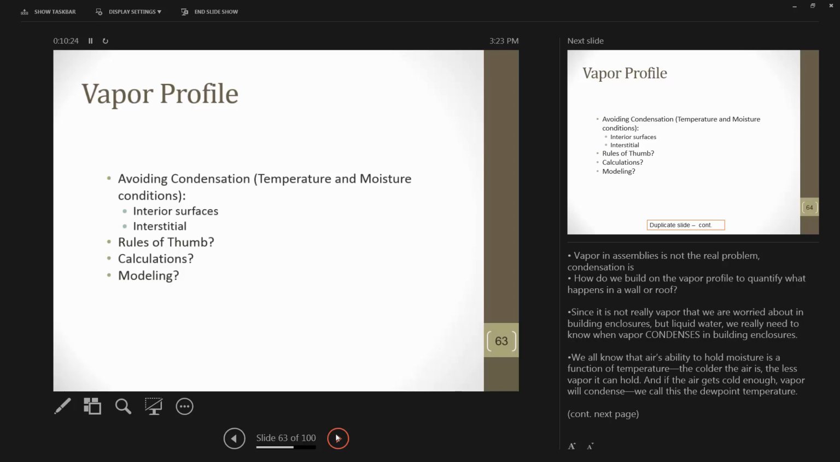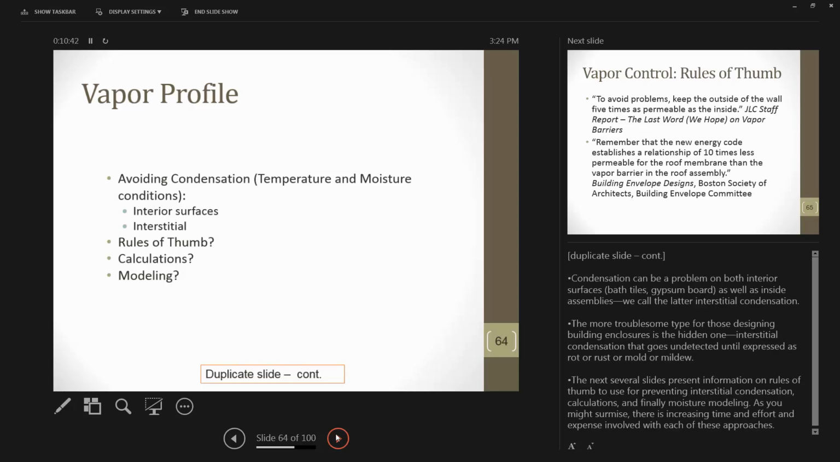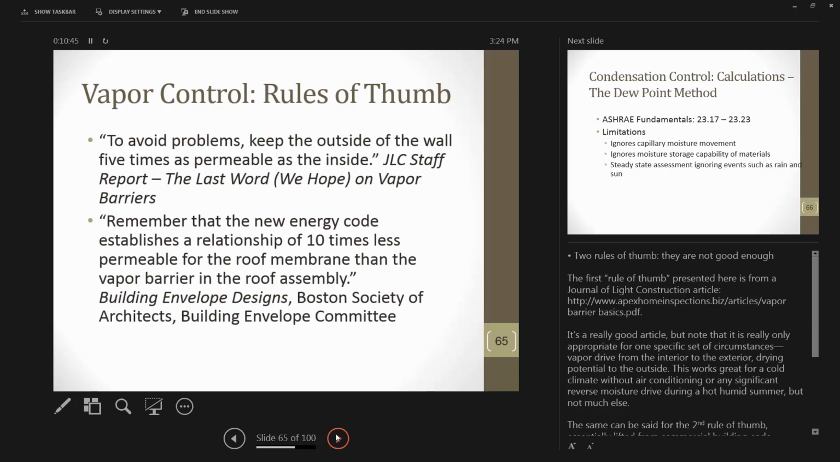So looking at that, I just talked about the rules of thumb and said they're great when you get into the very extremes of our climate. So if we are in a very cold climate, we have a fairly consistent vapor drive. Some other rules of thumb that you may hear: keep the outside of the wall 5 times more permeable than the inside. That's great in some climate zones, but not others.